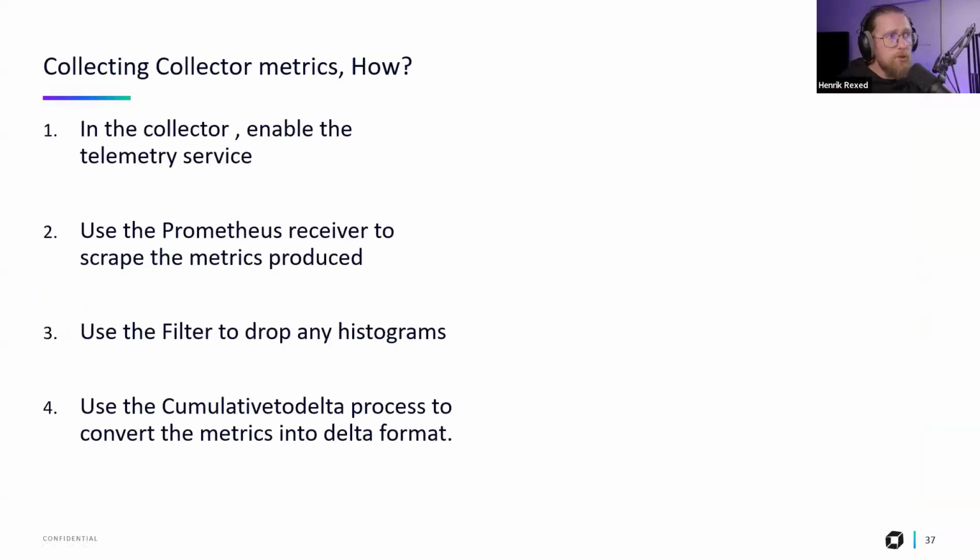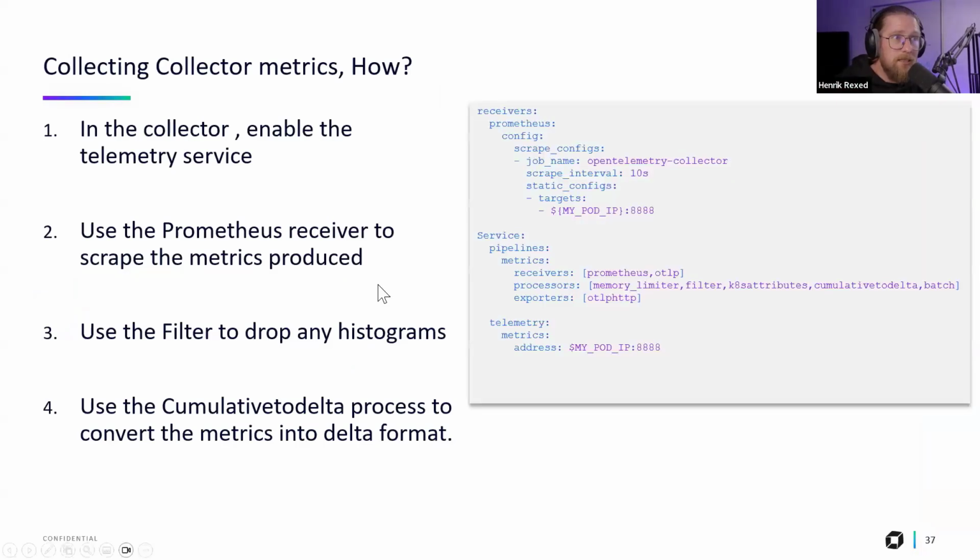What is great is that the collector has, by default, some metrics exposed. There's a telemetry service. Here you can see that you have to enable it at the bottom of your service pipeline by defining which address the metrics will be exposed on. And it's going to be Prometheus metrics at the end, which means that I need to add in the Prometheus receiver a scrape config that will scrape the metrics produced by the collector.